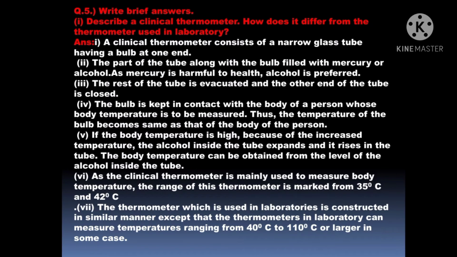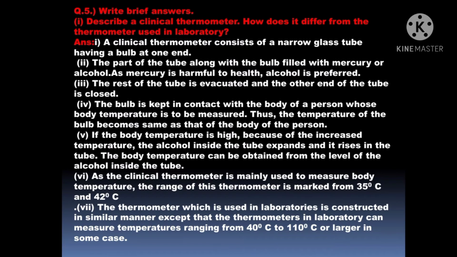Third one, the rest of the tube is evacuated and the other end of the tube is closed. Evacuated means it's empty. Fourth one, the bulb is kept in contact with the body of a person whose body temperature is to be measured. The bulb is touched to the body whose temperature has to be checked. Thus the temperature of the bulb becomes the same as that of the body of the person.